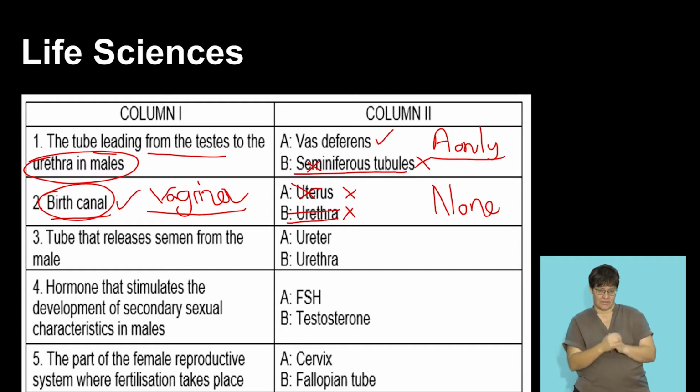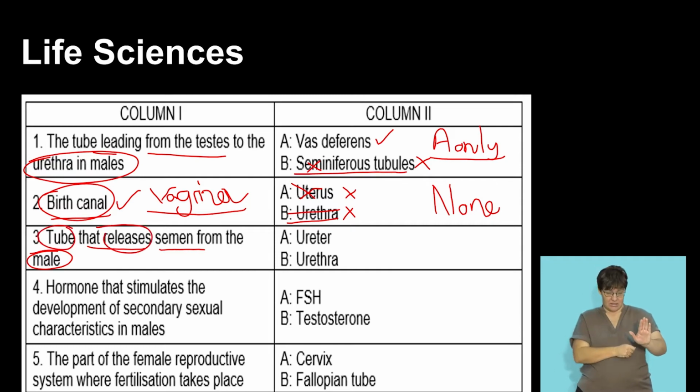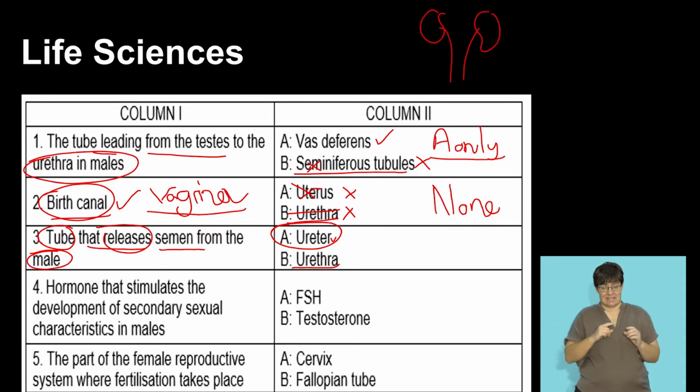The next question is the tube that releases semen from the male. So again, it's the tube that releases the semen from the male. The options that are given here are the ureter and the urethra. Now, if you go back to recollecting what the ureters were, these are the structures that carry urine from the kidney all the way to the bladder. So the ureters are not correct. However, the tube that carries the semen out of the body along with urine is called the urethra. So the answer here is B only.